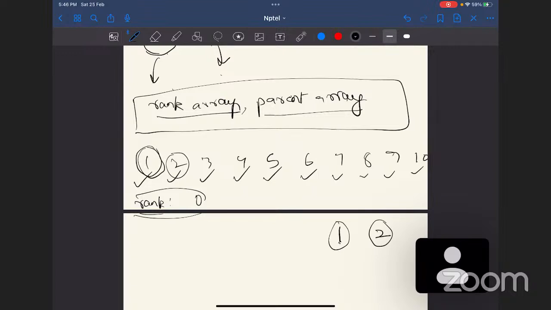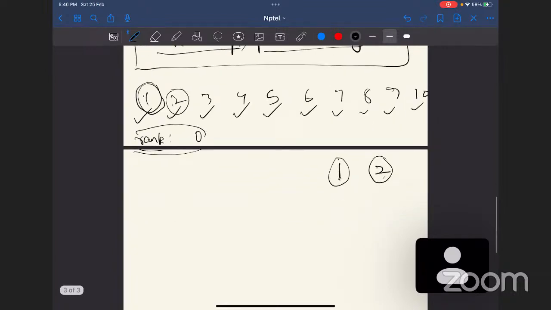So what is the parent of 1? 1. What is the parent of 2? It is 2. Are these both different? Yes, they are different. So what we will do, if the parent of u and the parent of v are different, that means both vertices belong to different sets and we need to union them.